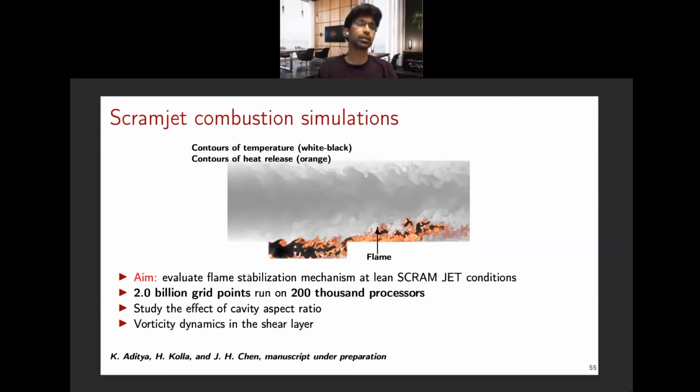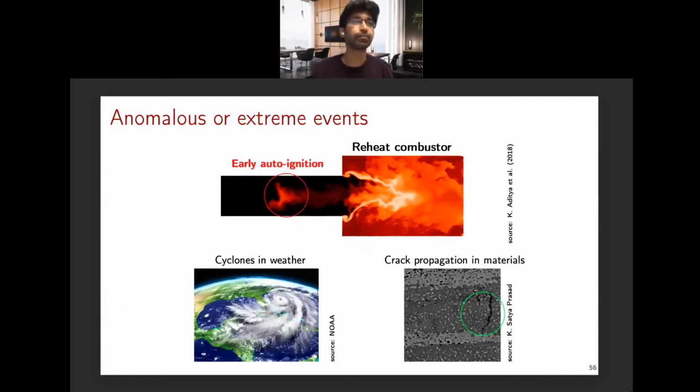So this simulation was run on 2 billion grid points, and here the fuel is ethylene. In the earlier case, it was hydrogen. So here we have 10 times more PDEs that we need to solve, and the computational effort was performed on 200,000 processors on the Lawrence Berkeley machine.